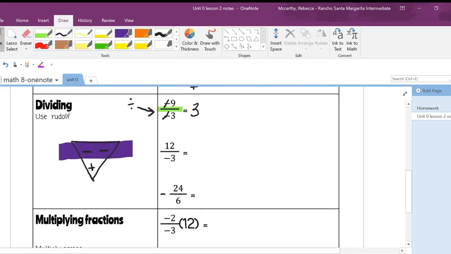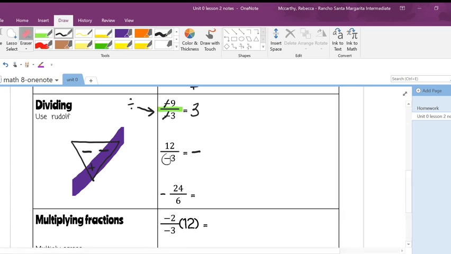Okay, here we have 12 divided by negative 3. So I have a positive divided by a negative, so my answer will be a negative. I'm going to write that down first so I don't forget. Another way of looking at it, the negative doesn't cancel with any negatives on top, so I know my answer will be negative. And now I'm going to focus on just the numbers. 12 divided by 3 is 4.